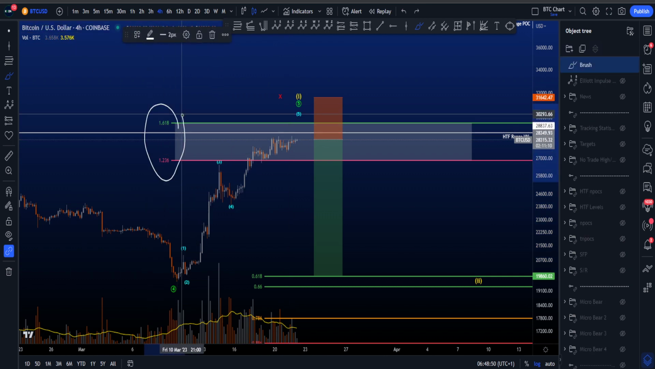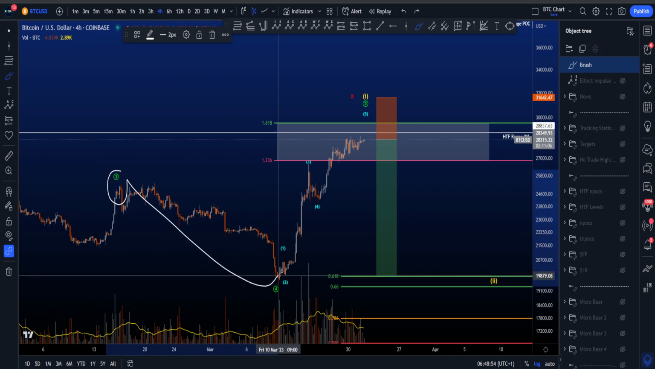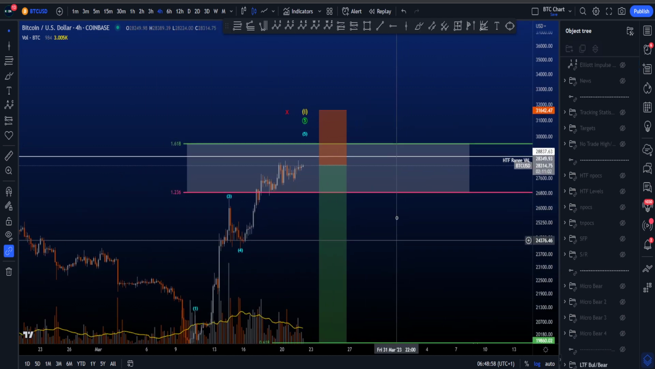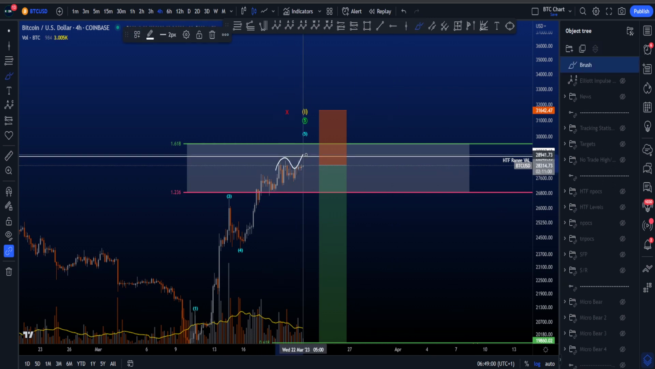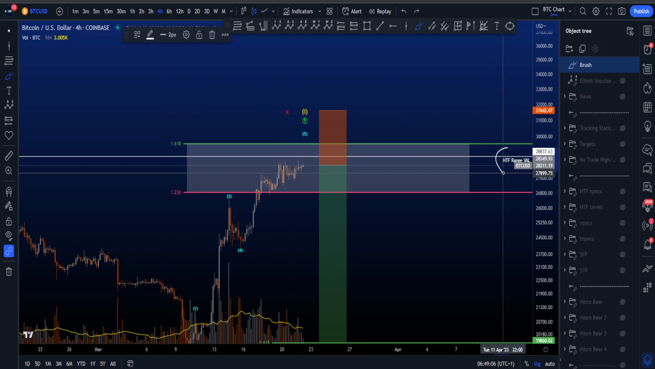The fibs that you see over here, the 1.618 and the 1.236, taken from the high of 3 to the low of 4, is a very interesting wave 5 target area. And as you can see, we're currently in the middle. Again, the 1.618 is sitting at 29.6k, which is an interesting area, with also the high time frame range value area low being very close.